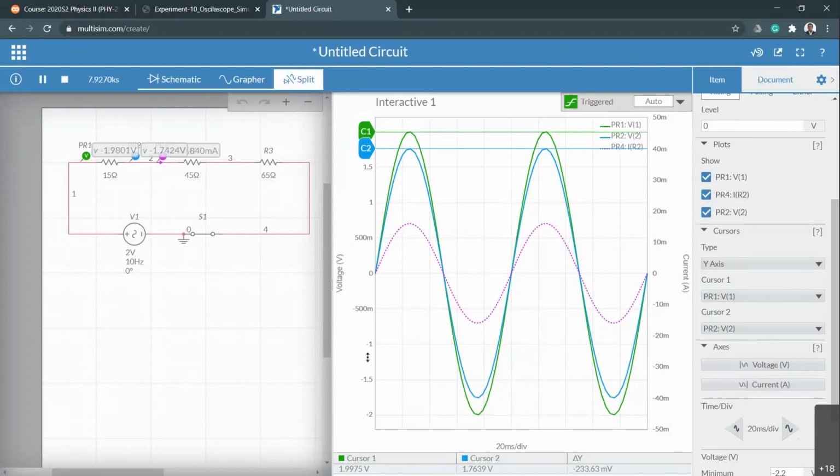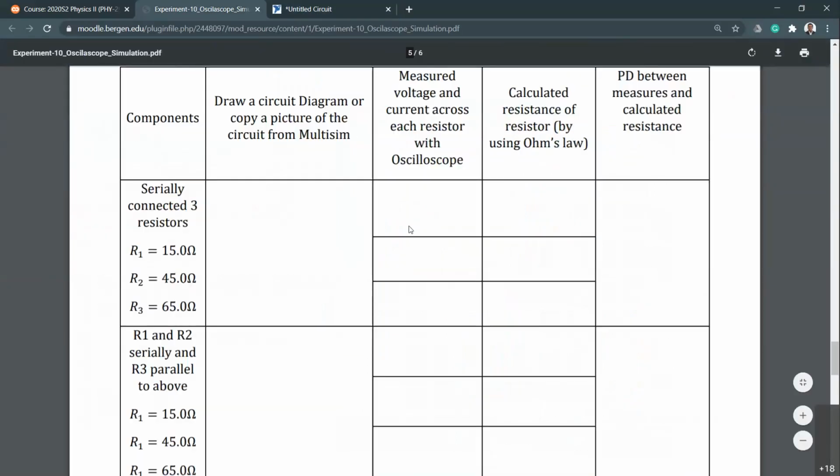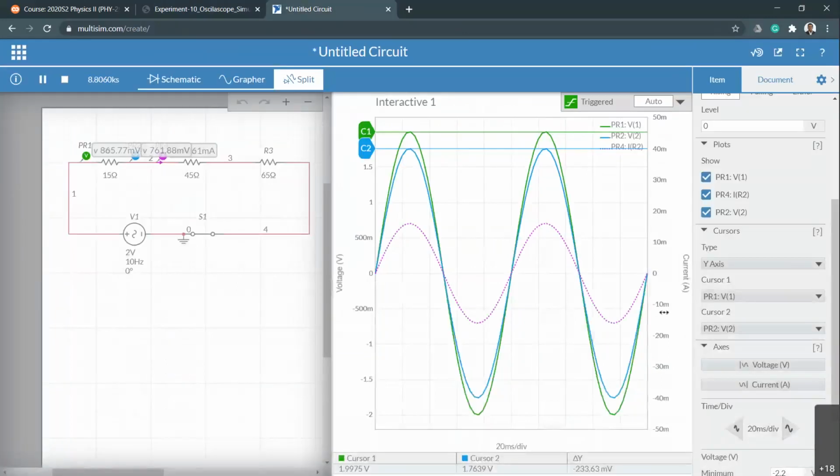Resistor R1 is equal to the voltage across resistor R1 divided by the current. Okay, you remember we measured the current earlier, so you have to note it down on your table. The table is asking you right here for the voltage and current across R number 1. Let's take a look at the voltage first. 1.9975 minus 1.7639.